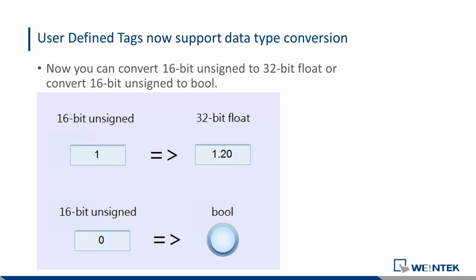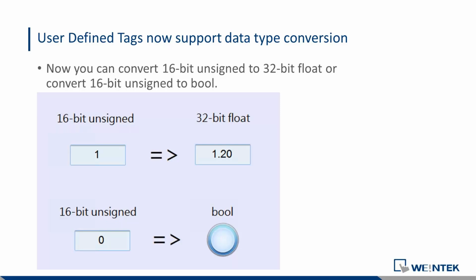So now if you are using user-defined tags, you can convert, for example, 16-bit unsigned to 32-bit float, or maybe you can convert a 16-bit unsigned to bool. But this is only for display purpose. You cannot change the actual value permanently.